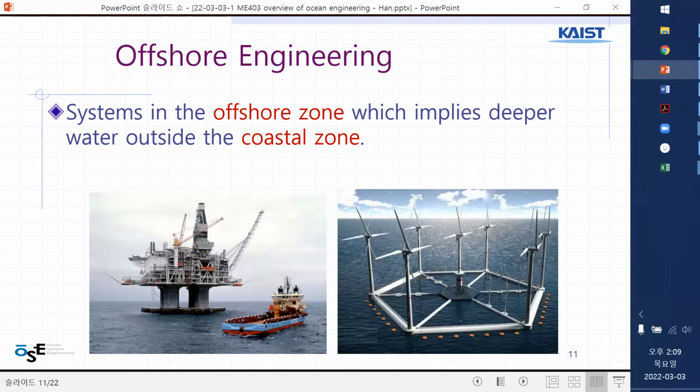So only for the exploration to find out. And then once you find a big reserve, it's good. And then there will be another facility coming for production. So this one is only for drilling and exploration. So there are different kinds of facilities. Energy: wind power, solar power, wave power.